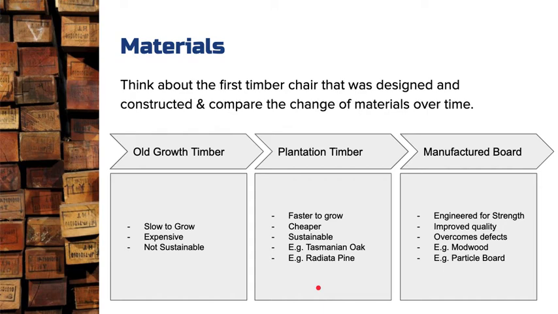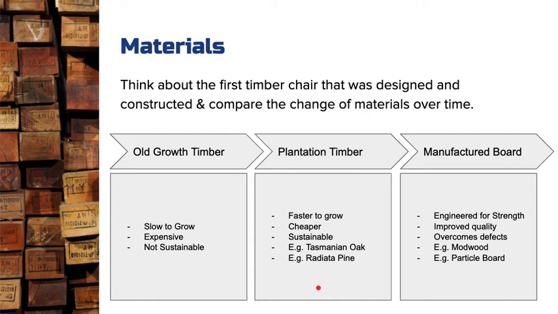Some of the examples there are radiata pine, like we use in the workshop, and Tasmanian oak. Okay, we use Tasmanian oak in the workshop as well, mostly for year 11 and year 12. But these are both examples of the plantation timbers that we could use. Both of these plantation timbers are grown in Australia. Tasmanian oak is a hardwood, radiata pine is a softwood.